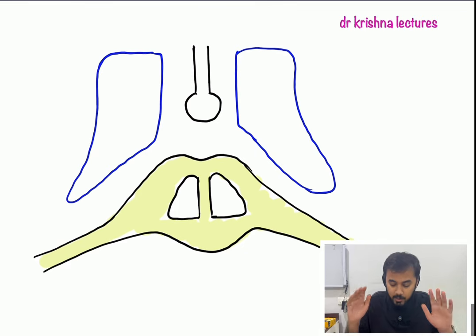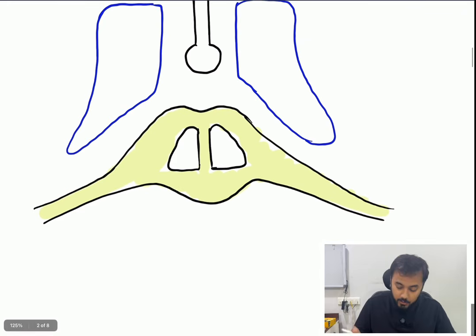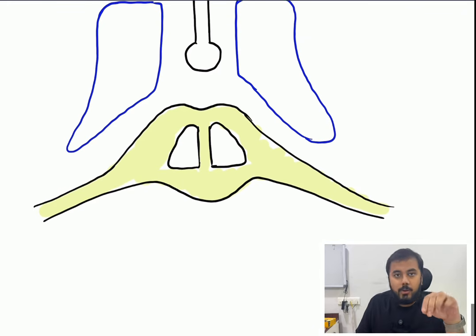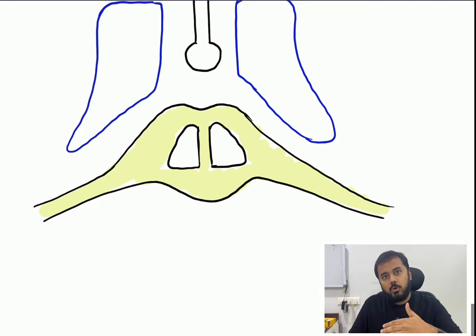Okay, but for now, what you need to know is, is there any covering that is covering all these sinuses, these two cavernous sinuses over here? Yes, we have dura mater. How many layers of dura mater do we have? We have two layers. One which covers your bone is called the endosteal layer, and the other one which covers your sinus is called the meningeal layer. So you have two layers, endosteal and meningeal.